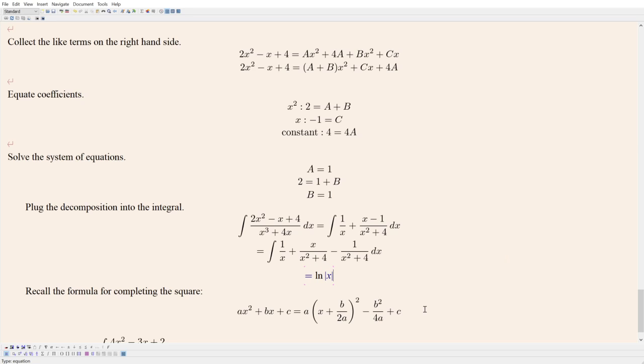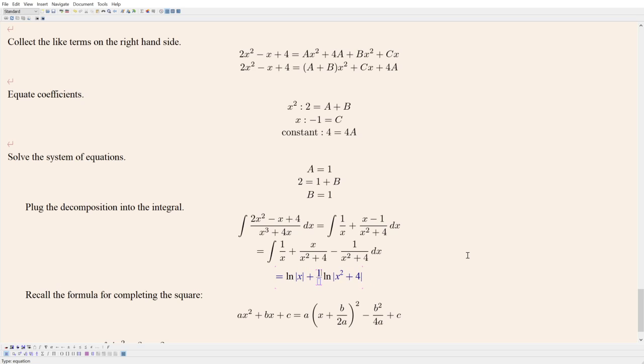So the antiderivative of 1 over x is log absolute value x. For this one, according to the formula above, or you can do a u substitution if you want, we have log of x squared plus 4, over 2. This is easy to verify on your own: differentiate it, you get 1 over x squared plus 4 times 2x, so that 2 and this one half cancel, and we're good.